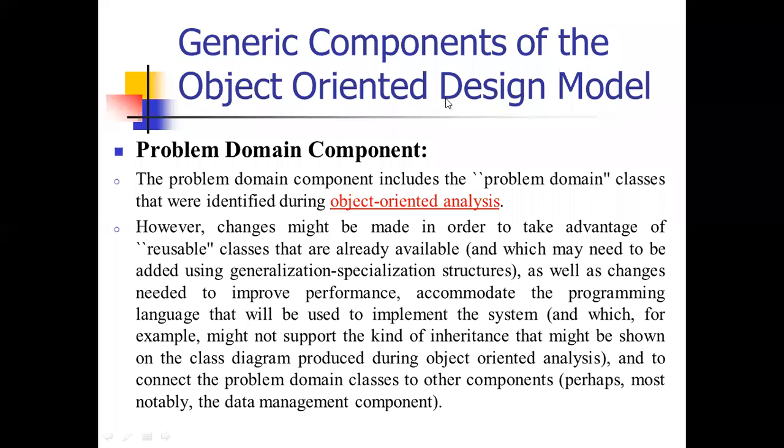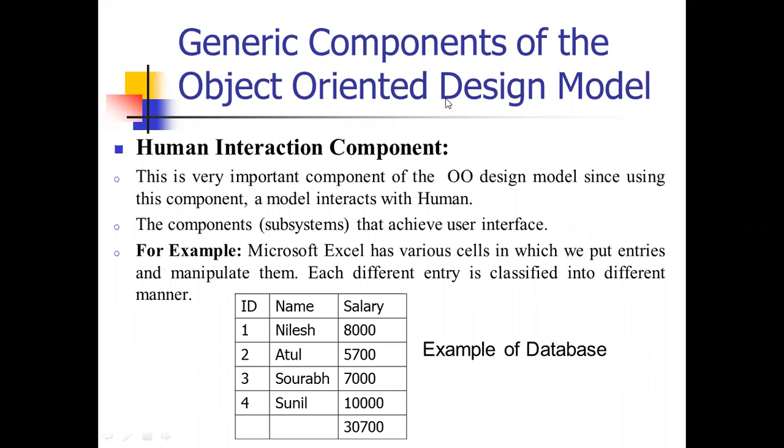The next component is the human interaction component. This is a very important component of the object oriented design model, since using this component the model interacts with humans, that is, the user interface. These are the components or subsystems that achieve the user interface. Through the GUI we are going to interact with the system.